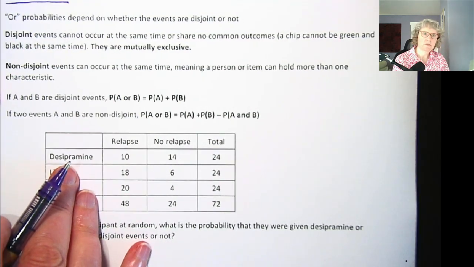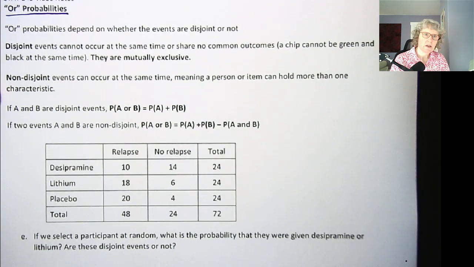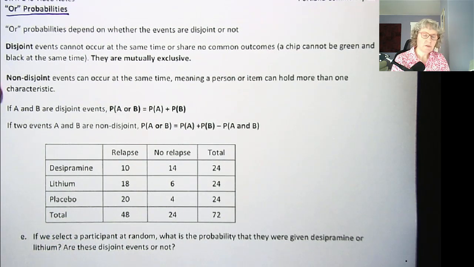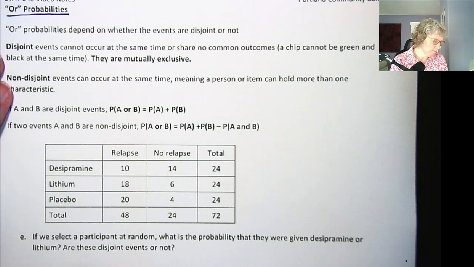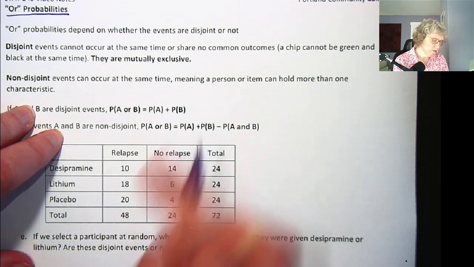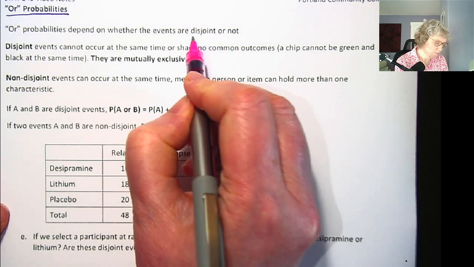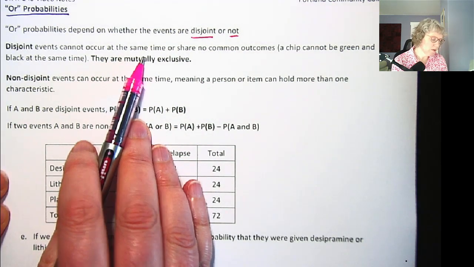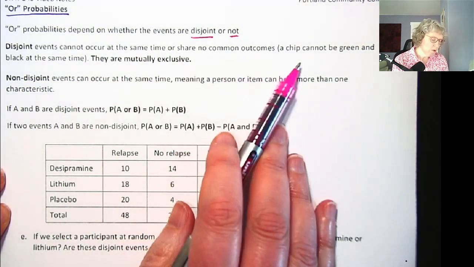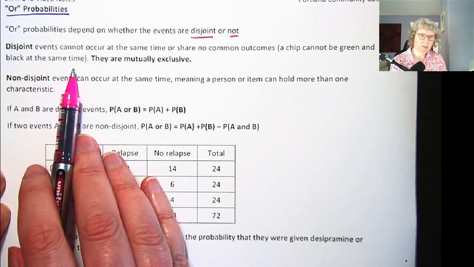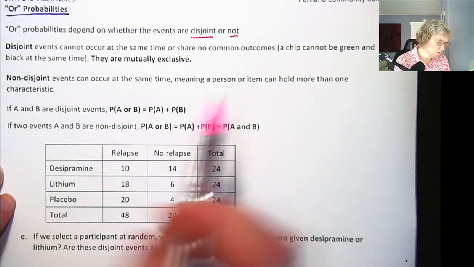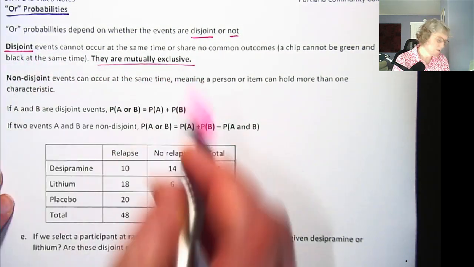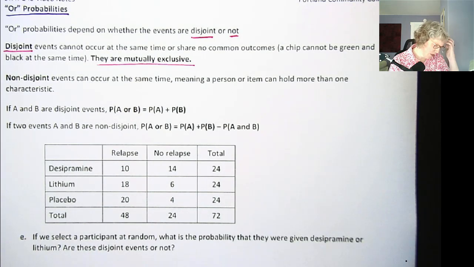This is when we want to look at one thing or another thing occurred, okay? So there's two different possibilities in this. It depends on whether the events are disjoint or not. So let me explain what that means. Disjoint events cannot occur at the same time, or they share no common outcomes. For example, a chip cannot be green and black at the same time. Okay, so those are disjoint things. So those are mutually exclusive. Mutually exclusive has the same meaning as disjoint. It's just another phrase for it.